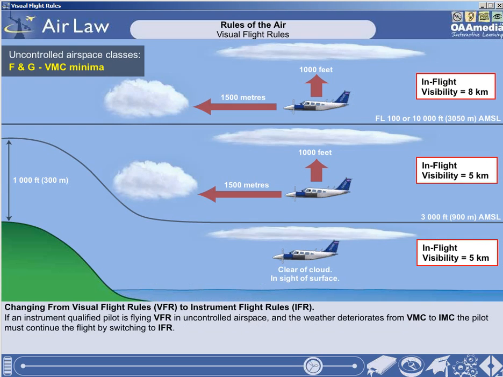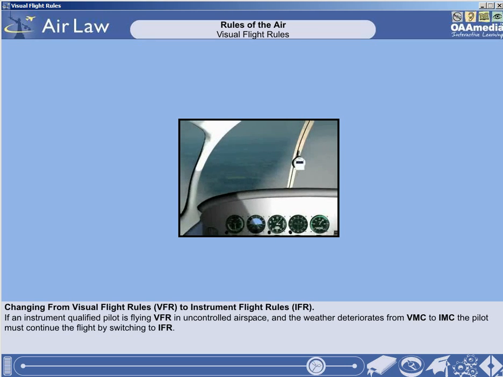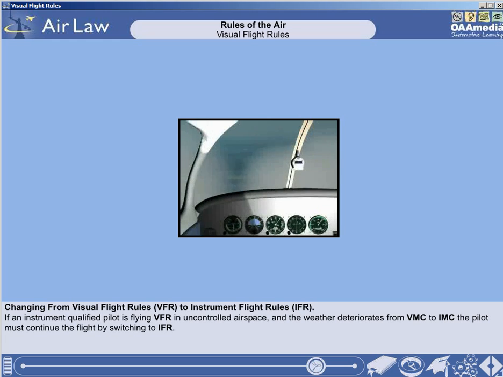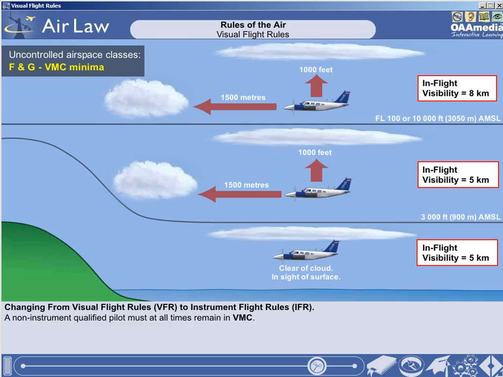If an instrument-qualified pilot is flying in accordance with the visual flight rules in uncontrolled airspace, and the weather deteriorates from visual meteorological conditions to instrument meteorological conditions, the pilot must continue the flight by switching to the instrument flight rules. You will learn what those rules are in the next lesson. Note that a non-instrument qualified pilot must at all times remain in visual meteorological conditions.